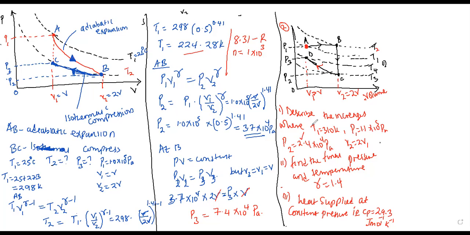Until its pressure is 2.4 times 10 to the power 4. It then undergoes an adiabatic compression to its original volume. So that's the description of the graph.